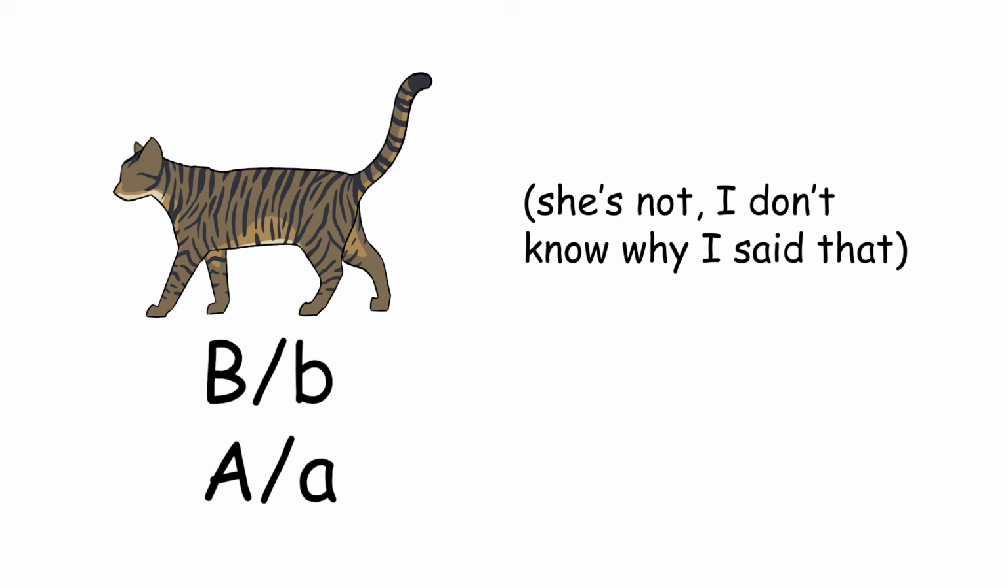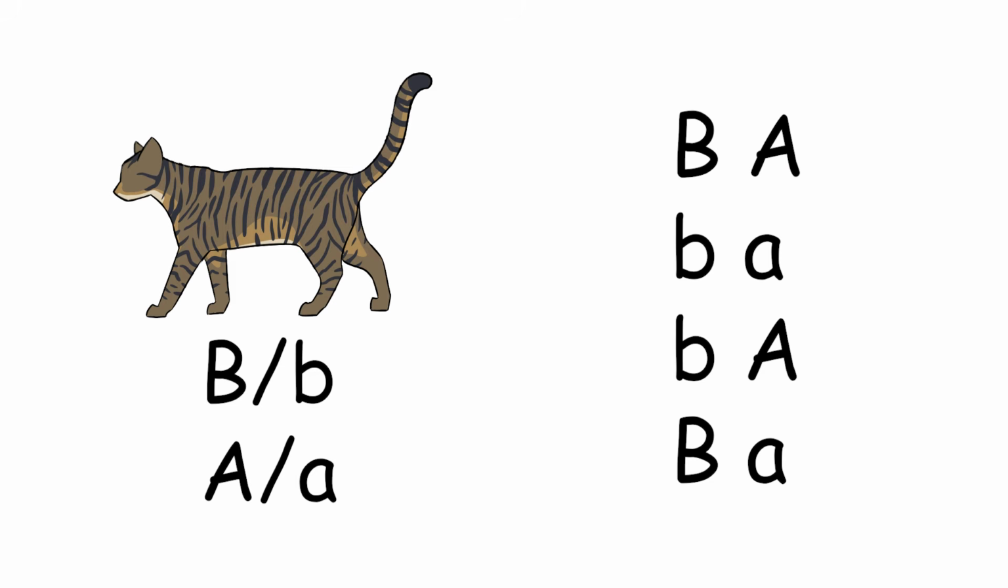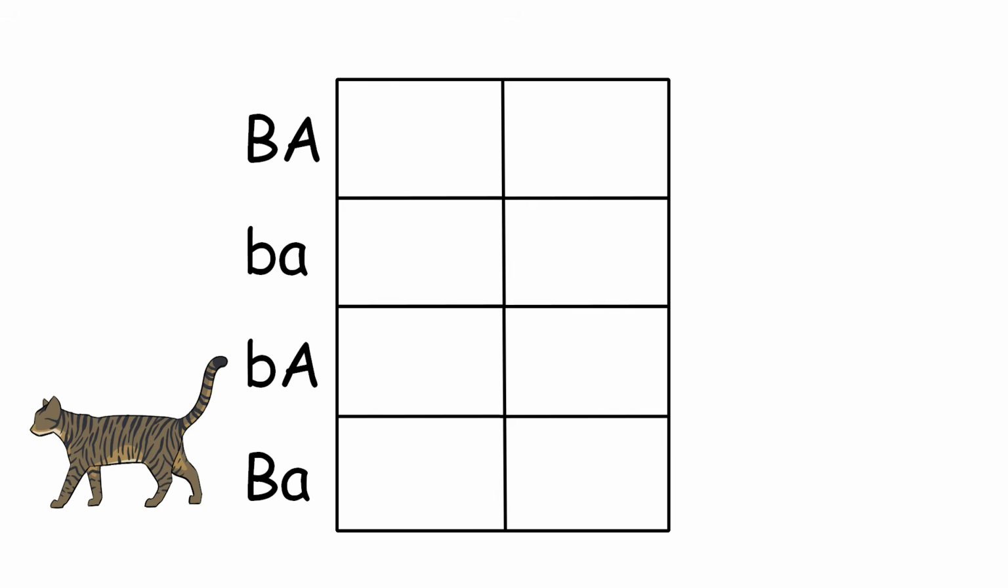Let's start with mom, because she's going to be the easiest. Meiosis is going to duplicate her chromosomes and then separate them out into 4 gametes. Separate the B's and the A's. Now make every possible combination of B's with A's. Not B's with B's, not A's with A's, just B's with A's. We have capital B, capital A, capital B, lowercase a, lowercase b, capital A, and lowercase b, lowercase a. Those are all 4 gametes that mom might give to baby.